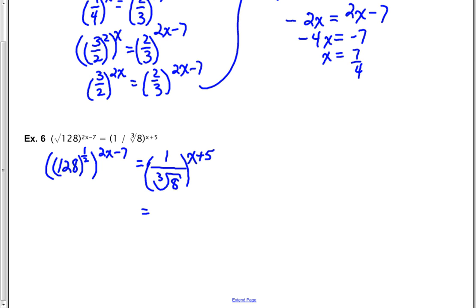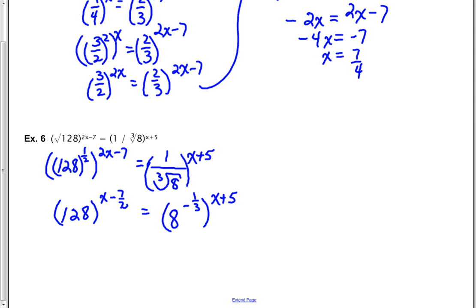The right side is something on the bottom, so if I write it with a negative exponent, and it is a cubed root, so if I write it as 8 to the negative 1/3, I don't have that root that's quite so ugly. 128 to the power of a power would say multiply, so I have a half times 2x, which is just x, a half times 7, which is 7/2.